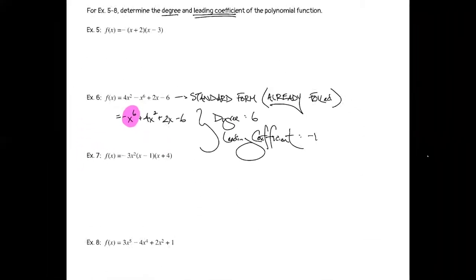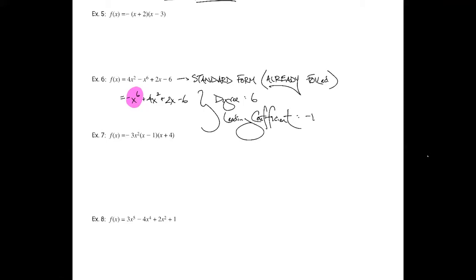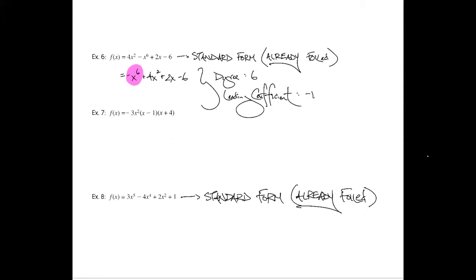Now, we've got examples 5 through 8 here. Which other example is given in standard form? Number 8, good. So this one is also in standard form, right? Which again means it's already foiled.